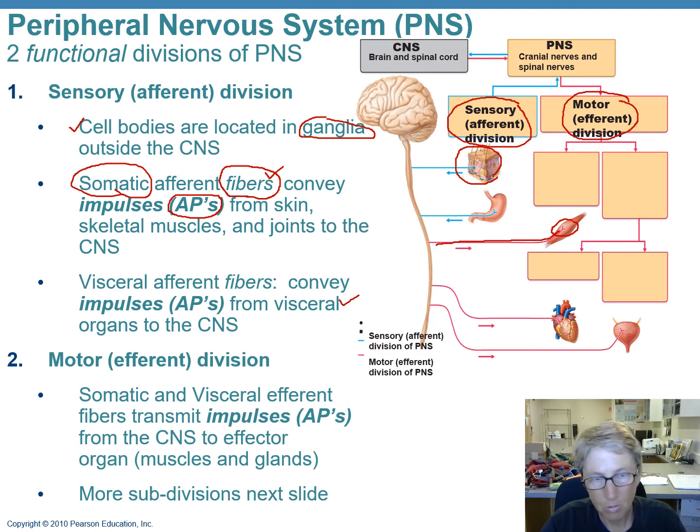And then the second functional division of the peripheral nervous system is the motor efferent, and that's all these neurons in red. And you have both somatic and visceral efferent fibers. They're transmitting impulses to their effector organs. So if you are sending out a signal from the central nervous system to the skeletal muscle, then that would be the somatic efferent division of the peripheral nervous system. And if you're sending out motor information, say to your intestines to get them to contract, then you're using the visceral efferent division of the peripheral nervous system.